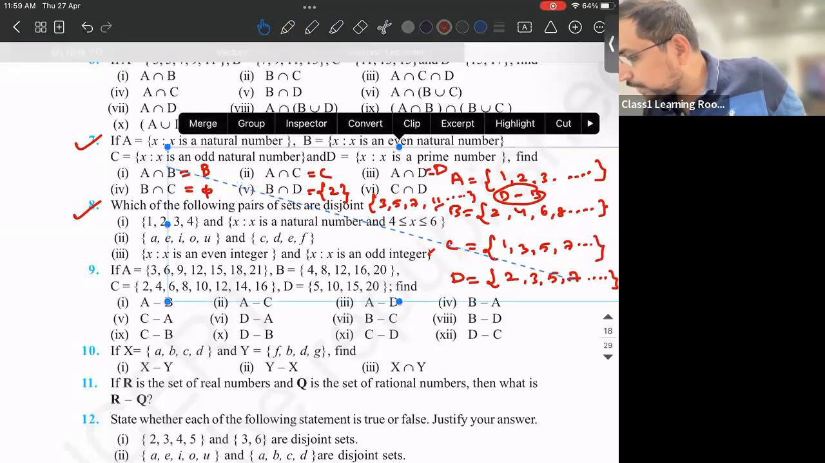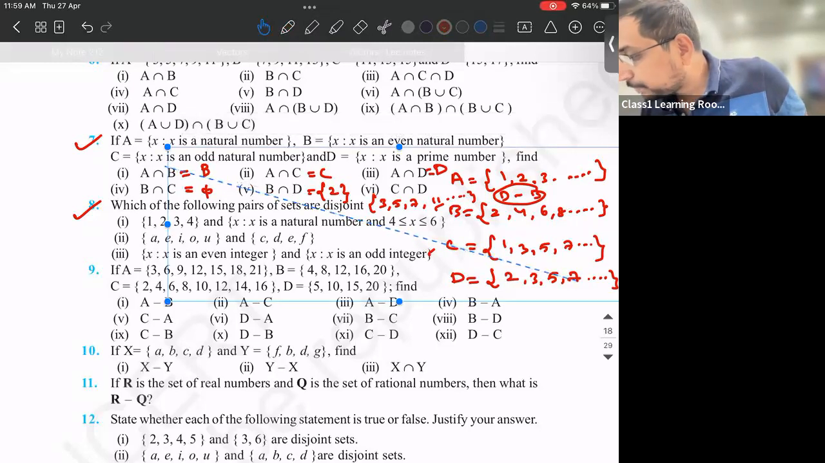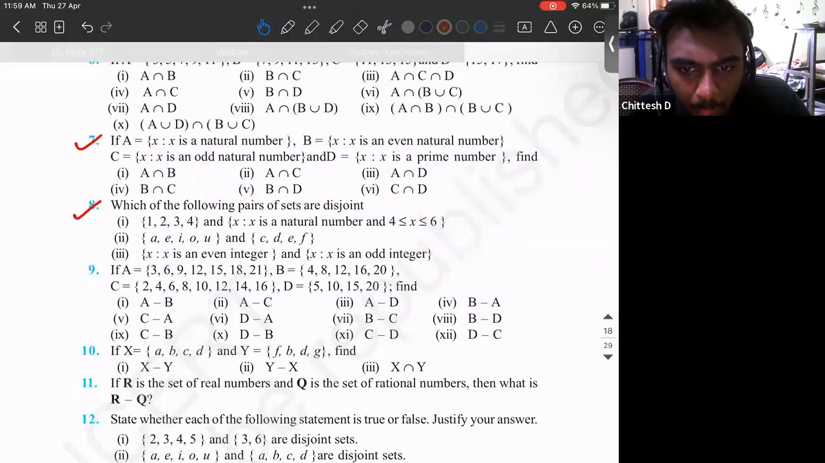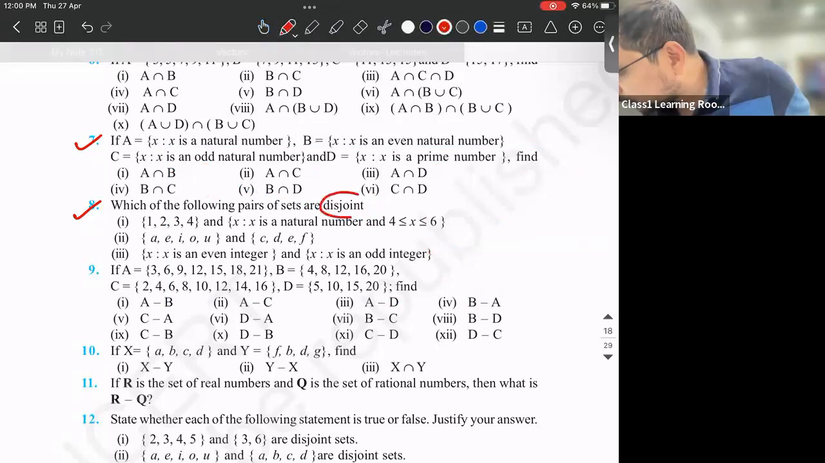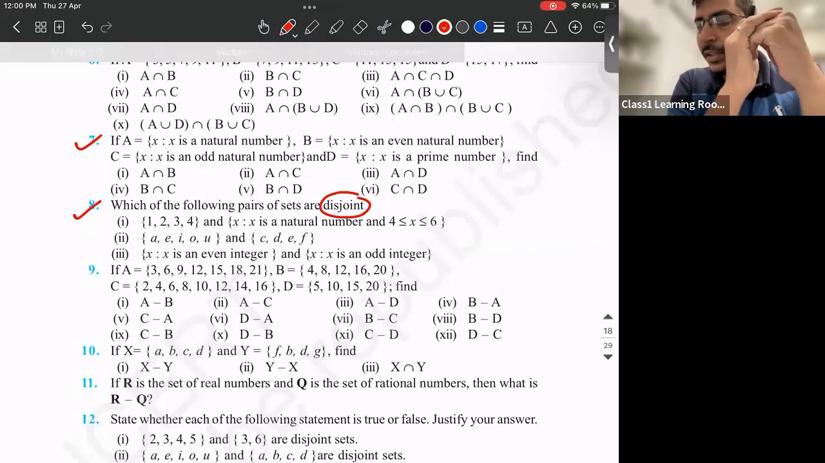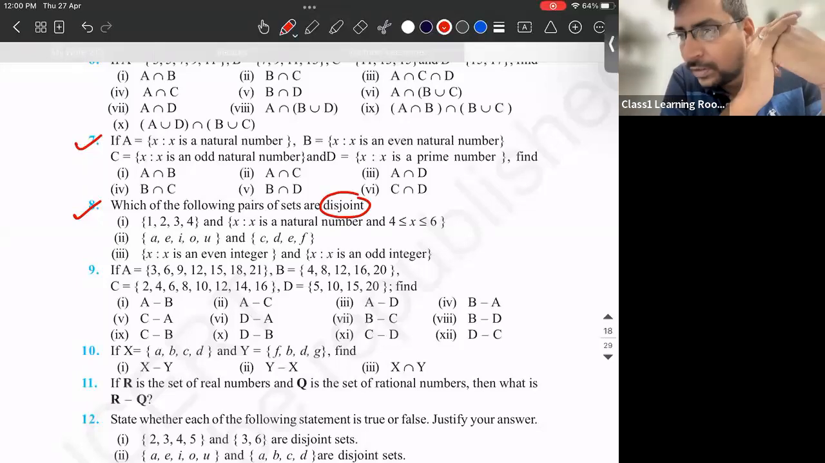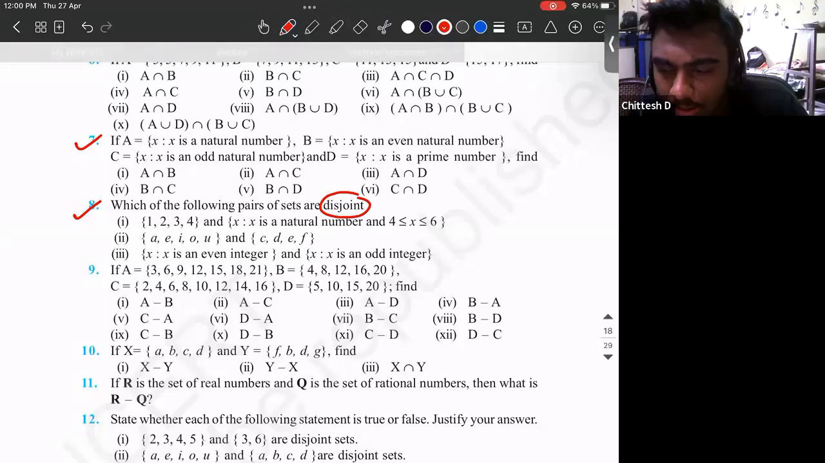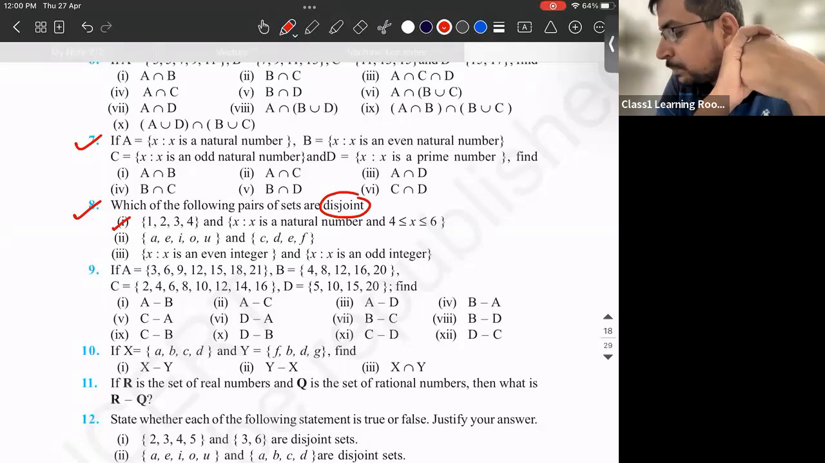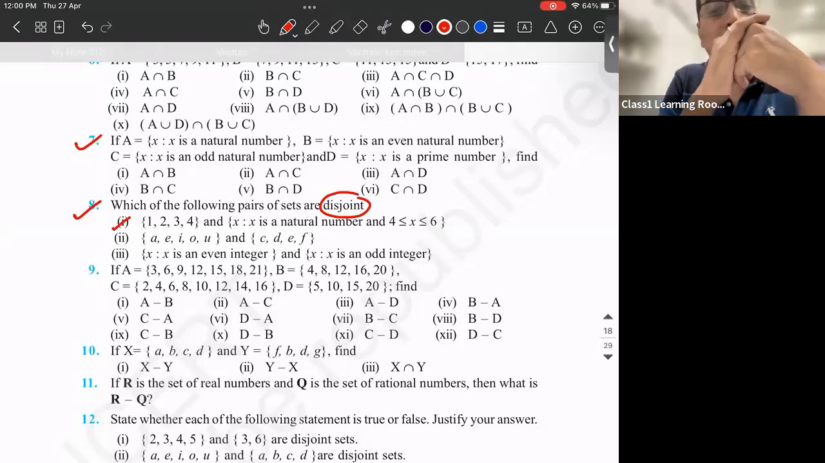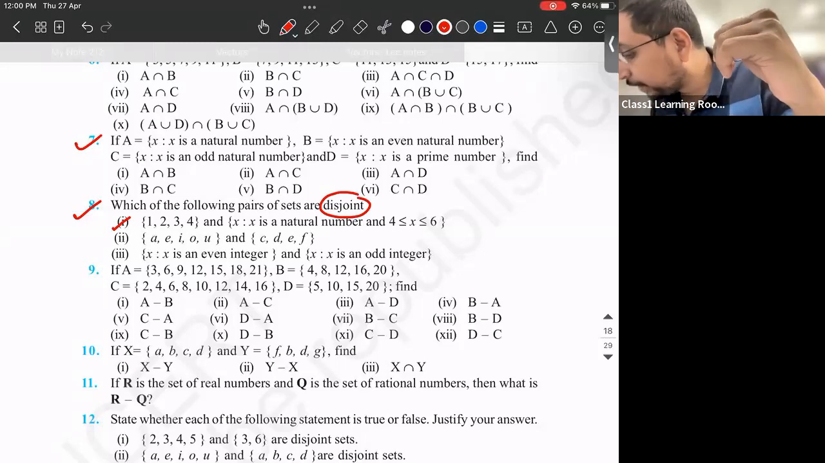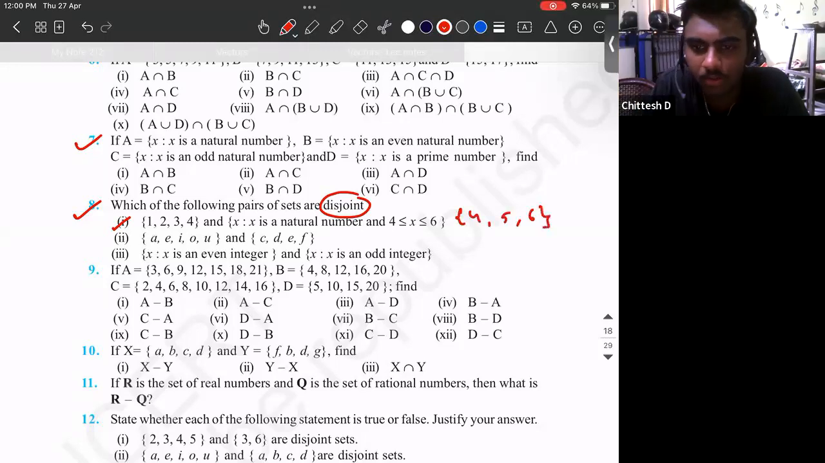Yes. Now, Chitesh, you tell me what do you mean by disjoint sets? So they asked which of the following pairs of sets are disjoint. When are the sets said to be disjoint? When the intersection between them is a null set. Correct. So if you observe this, A is equal to 1, 2, 3, 4 and X is a natural number between 4 and 6, where 4 and 6 both are included. So what is the set going to be? 4, 5, and 6. Correct.